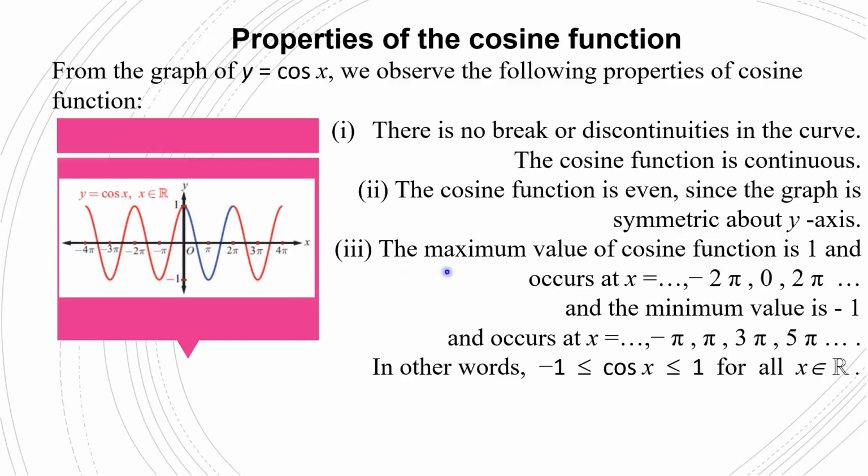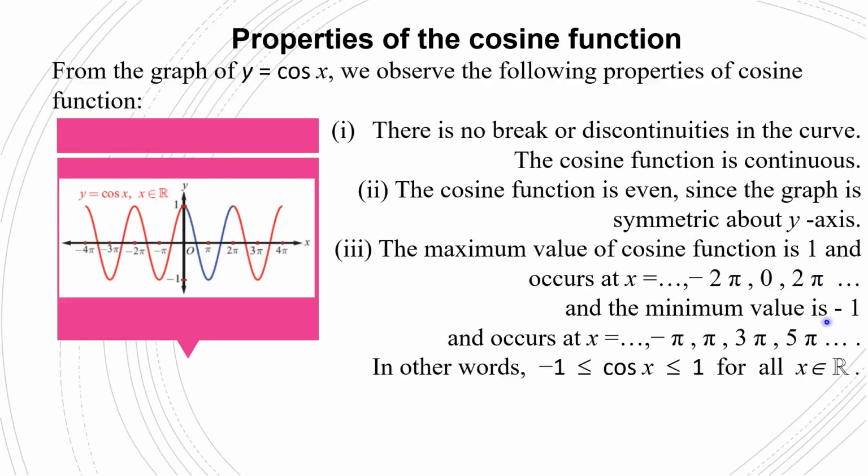Third point is the maximum value of cosine function is 1. So the maximum value is 1 and occurs at x equal to, the maximum points come at -4 pi, -2 pi, then 0, then 2 pi, then 4 pi, etc. That is even multiples of pi. At all those points we get the maximum value 1.